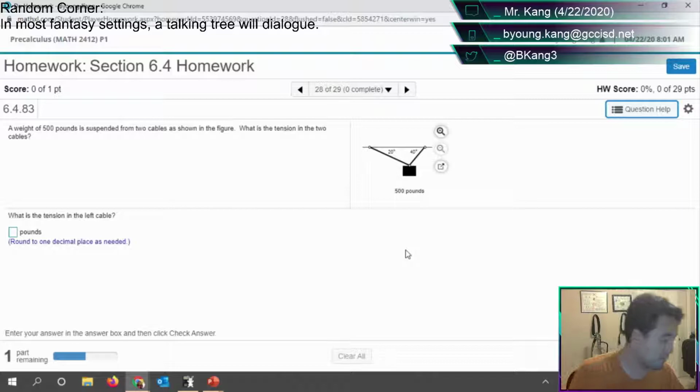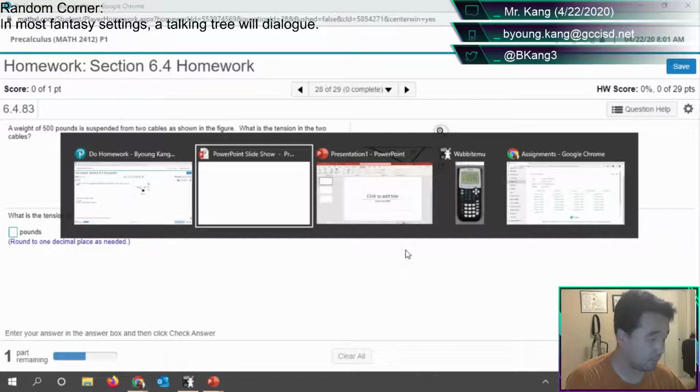So, a weight of 500 pounds is suspended from two cables as shown in the figure. What is the tension in the two cables? So it's going to ask you separately, parts A and B. What's the tension in the left cable? What's the tension in the right cable? Those of you that have taken a physics class, you know how to approach this problem.